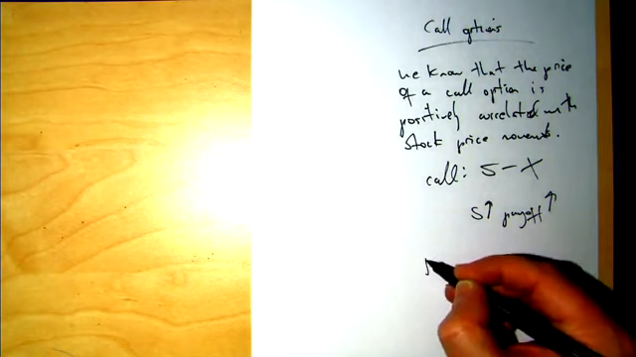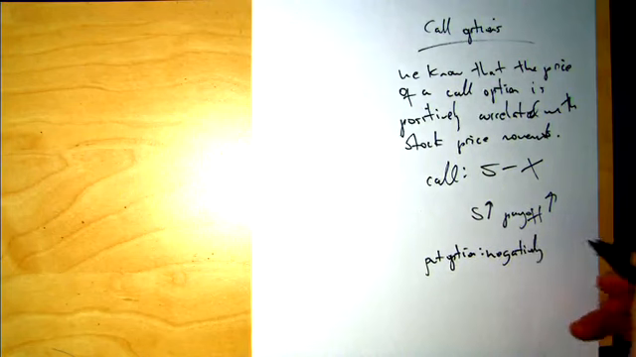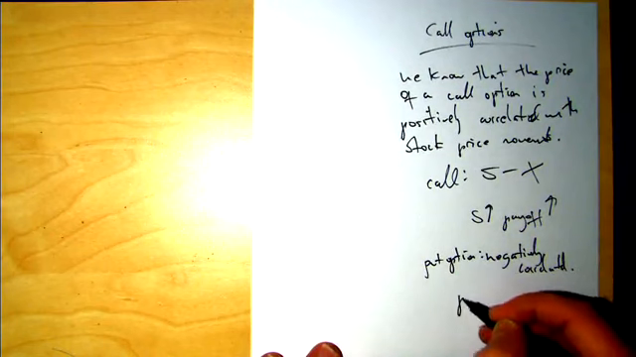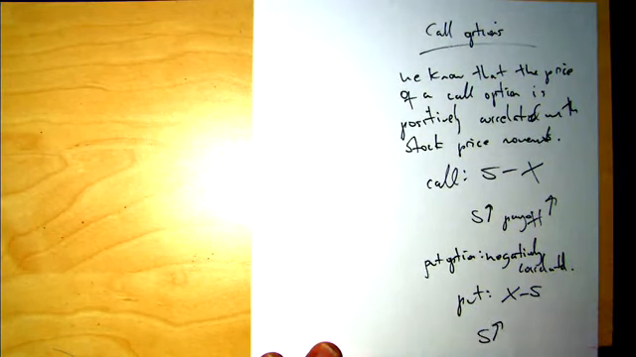And for a put option, they are negatively correlated. So for a put, it's X minus S. So as S goes up, your payoff goes down. Okay, so the put option becomes cheaper. And we've spoken about that for a couple of weeks now.